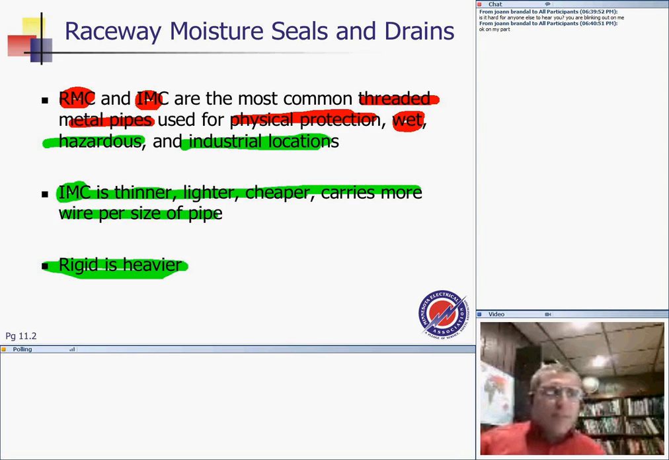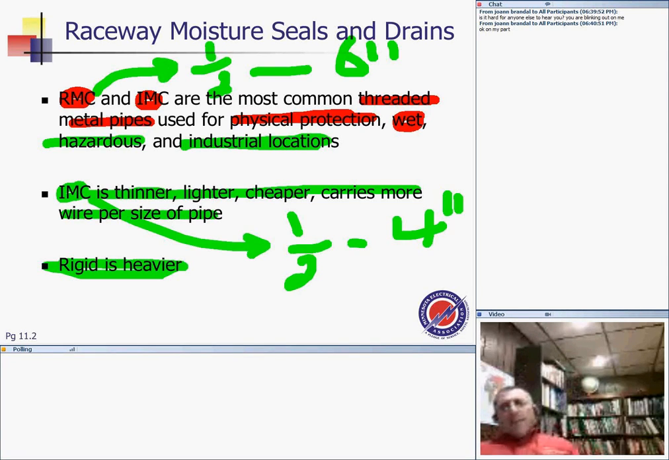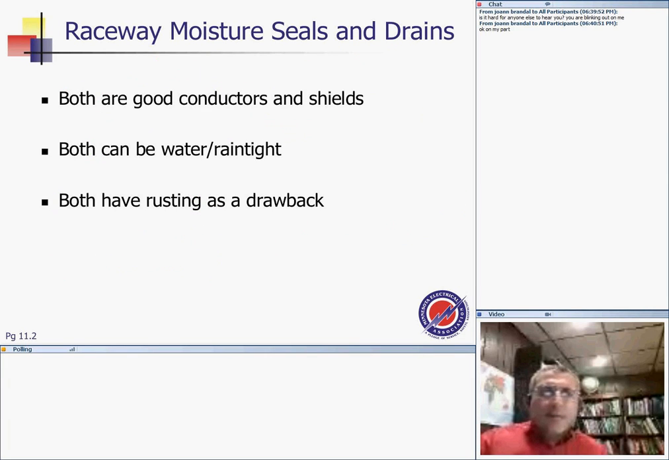I mentioned that for the rigid, you can get it from 1/2 inch up to 6 inches. IMC, if I remember right, you can get from 1/2 inch all the way to 4 inches. So that's kind of a disadvantage of IMC. If you're looking for a 5-inch or 6-inch, you're not going to find it in IMC, you're going to find it in rigid. Any questions, guys, about rigid and IMC?